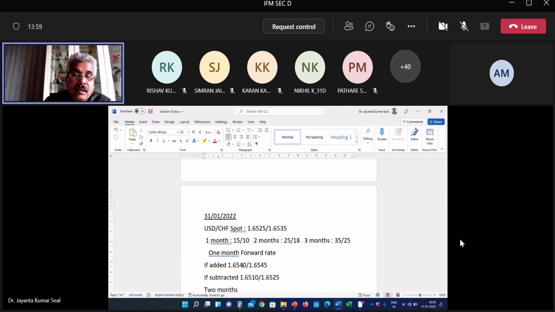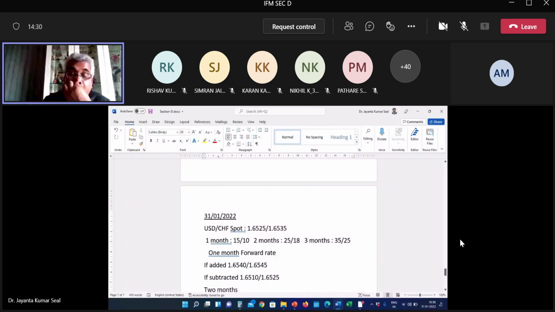Similarly, from the bank's perspective, the bank will always charge you more, pay you less. Any question? Whether you are adding or subtracting, in both cases this is satisfied. This rate is more than this rate. Then apply the second rule. The first rule is offer rate or ask rate must be more than the bid rate.